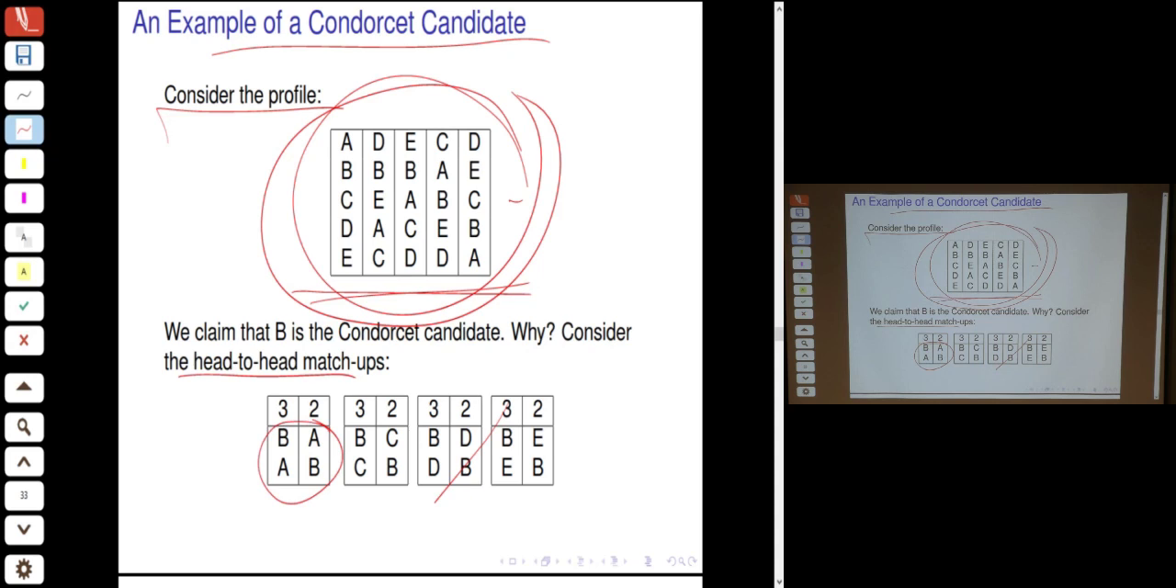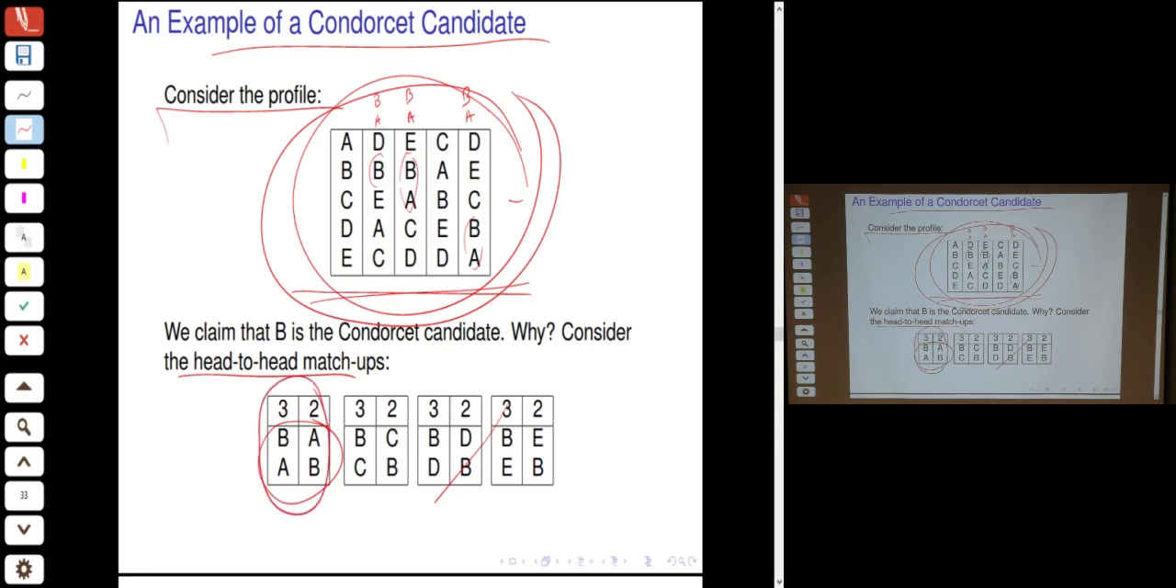B is placed above A in 3 of the profiles. So let's identify which ones. So here B is placed above A. Here B is placed above A. And here B is placed above A. So in these 3 profiles, B is placed above A. In the remaining profiles, A is placed above B.